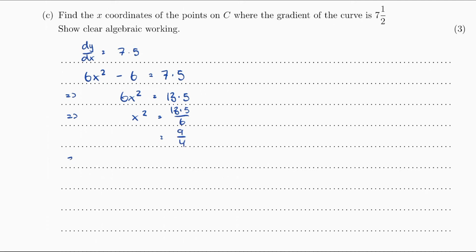And then we'll take the square root of both sides to give us x equals the square root of 9 over 4. However, whenever we take the square root, we have to consider both the positive result and the negative result. So our result will be plus or minus the square root of 9 over 4, or in other words, plus or minus 3 over 2, or plus or minus 1.5.